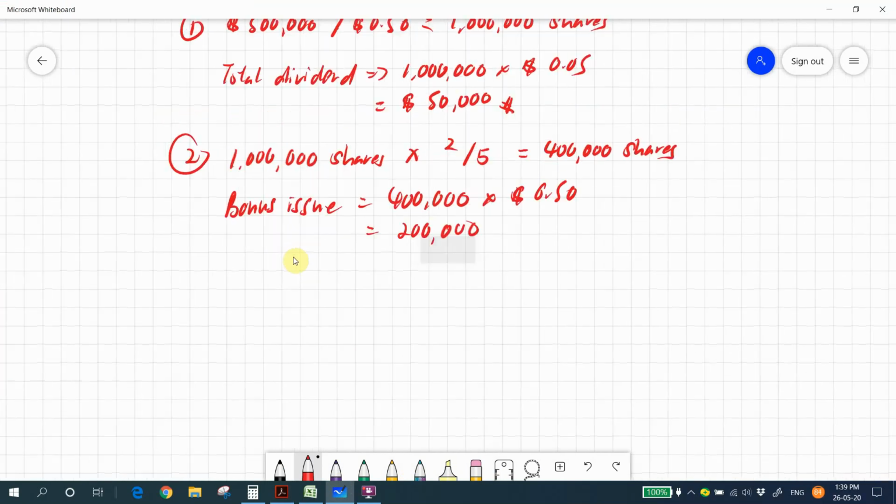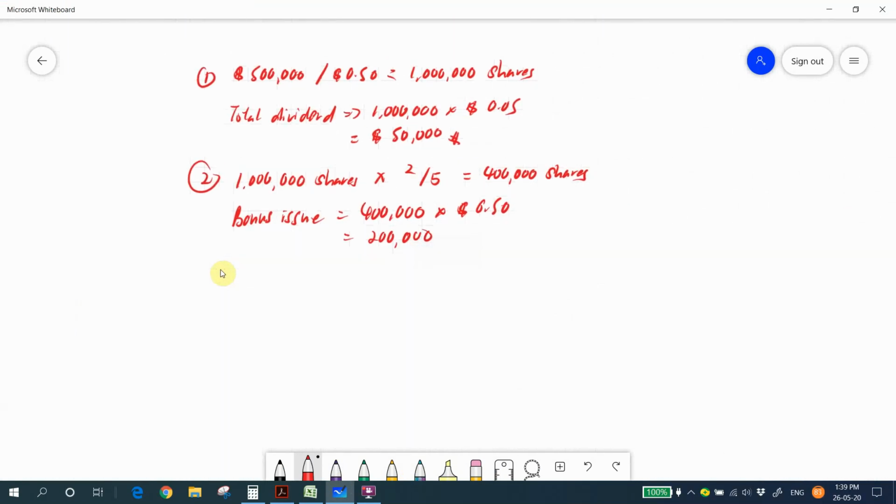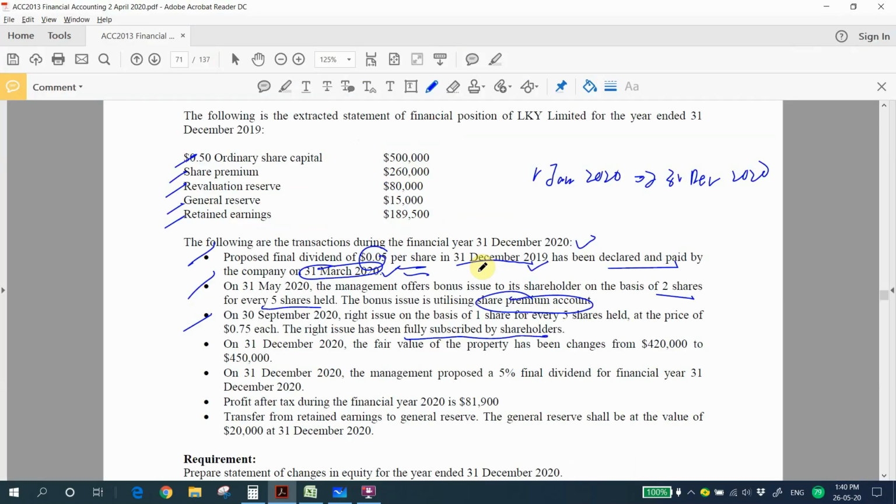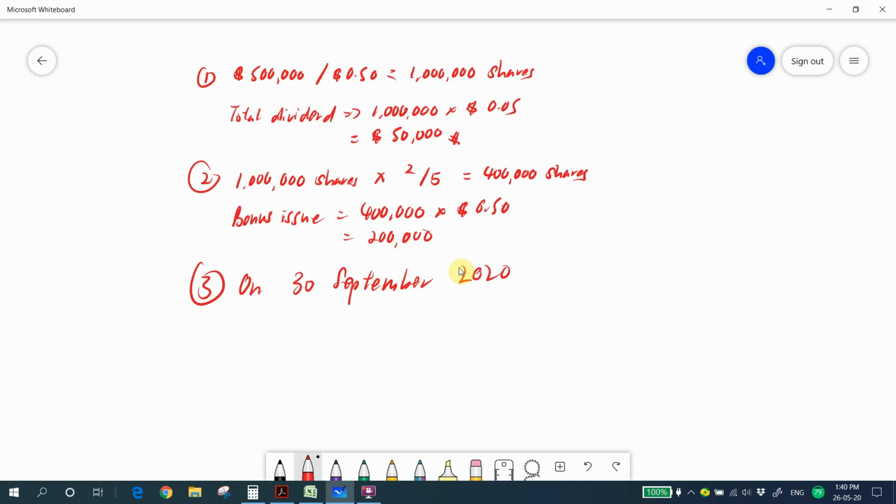So first we have to identify how many shares we have on 30th September. So on 30th September 2020, how many shares does the company have? So this is the opening share that the company has, 1 million plus the 400,000. Where to get the 400,000? Here.